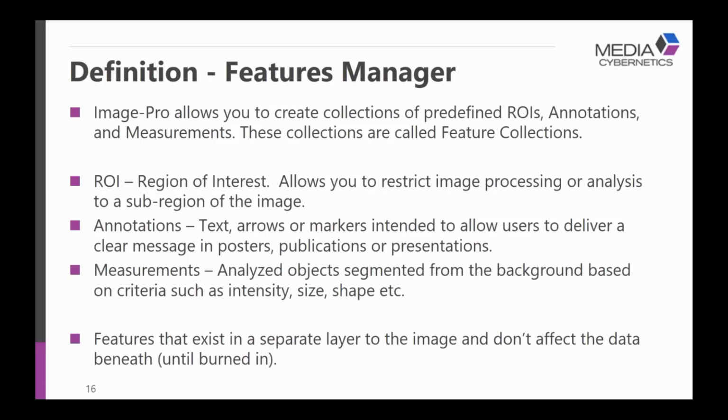So the ROI, that's the region of interest. This allows you to restrict image processing or analysis to a sub-region of the image. Annotations, these are text, arrows, or markers intended to allow the user to deliver a clear message in posters, publications, or presentations. And measurements, these are analyzed objects segmented from the background based on criteria such as intensity, size, shape, etc. And these are all features that exist in a separate layer to the image and don't affect the data beneath the image unless and until they are burned into the image.